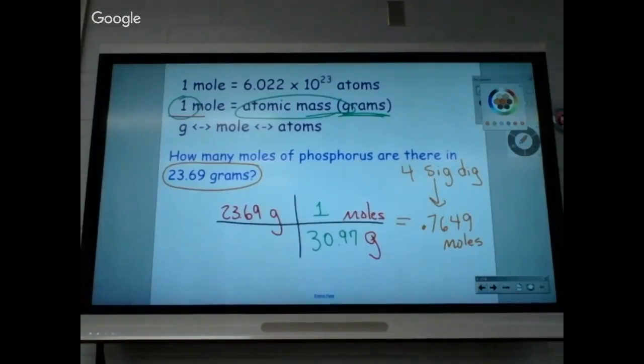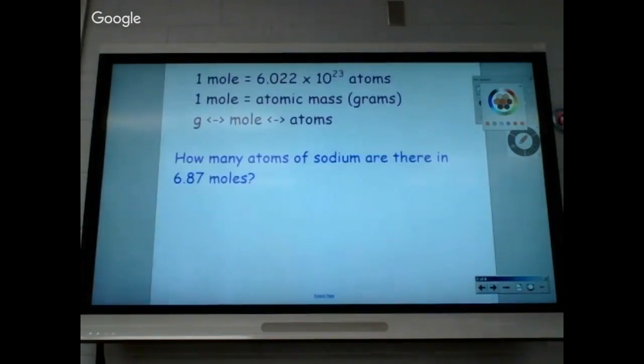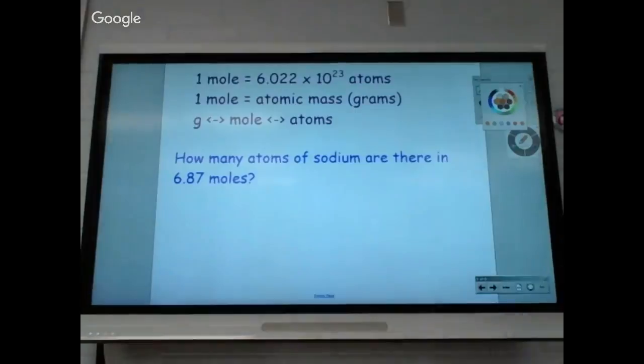Okay, let's try another one. All right, again, that stuff at the top is just there, so I don't have to keep flipping across the boards. You only need the blue. You don't need the purple.